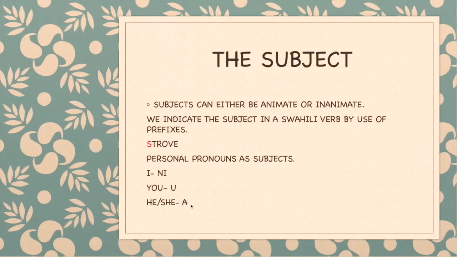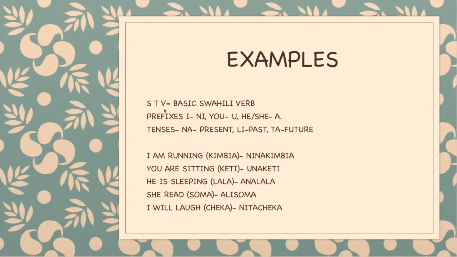In the next segment, we're going to see how that looks in an actual verb, so that you can start using it right away. Once again, we are following subject, tense, verb as the basic Swahili verb formula. The prefix for I is ni, you is u, and he or she is a. For tense, na is the present tense, li is the past tense, and ta is the future. Now we have our little sentence here: I am running. The word for running is kimbia.